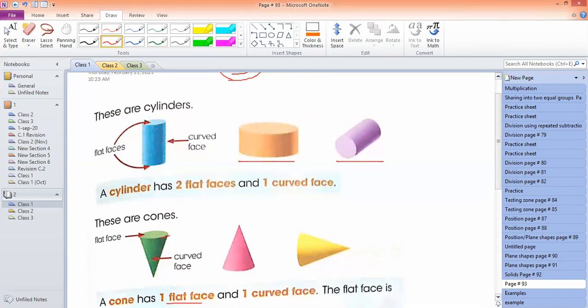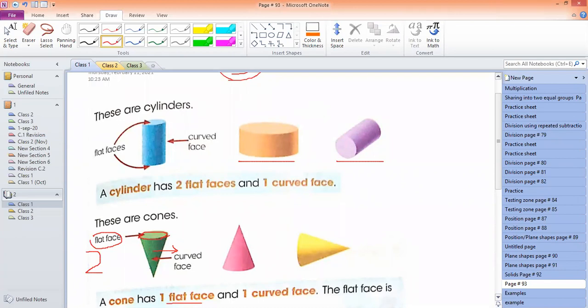Cone has 2 faces. How many faces? 2 faces. One of the faces is flat, this one, and one of the faces is curved, this one. If I ask you about the edges, there is only one edge, which is here, a circular edge, where this curved face is joining the flat face with these lines.